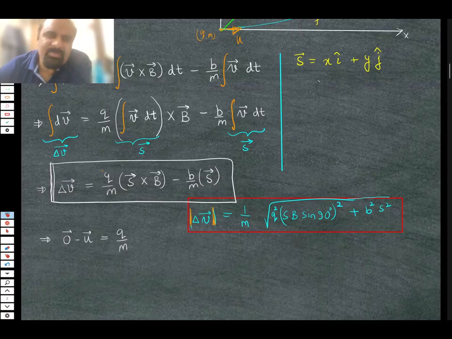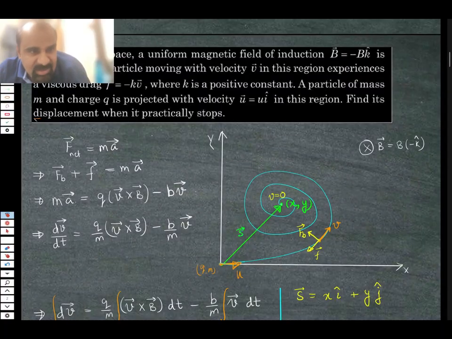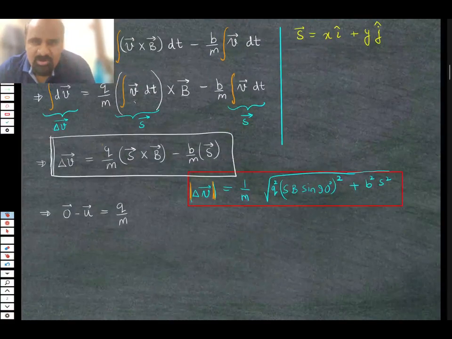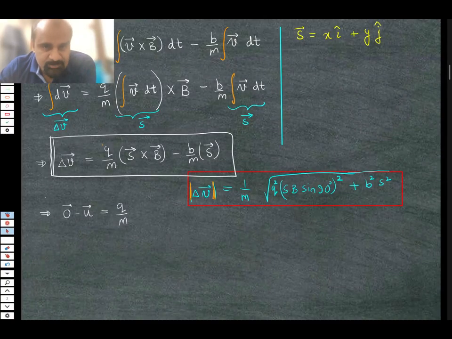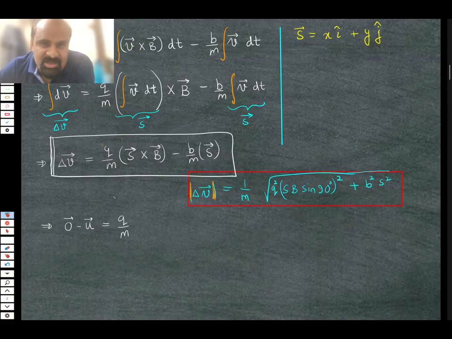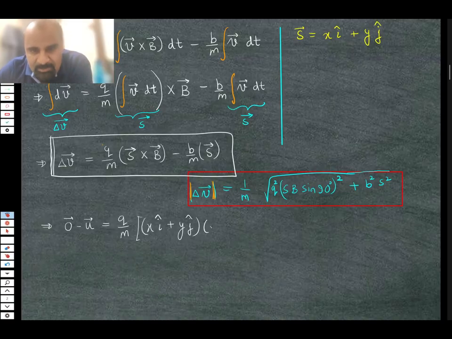If needed, you can use that, but we are not going to use it because we have to write it in vector form. The question was, find the displacement, which means they are not asking just for the magnitude of displacement, they are asking for the overall displacement as a vector. So it is better to solve it properly and get the actual answer. So here you get delta v, final minus initial, equal to q by m s vector, I'm going to write x i cap plus y j cap, crossed with minus b k cap, and minus b by m s vector, again x i cap plus y j cap.